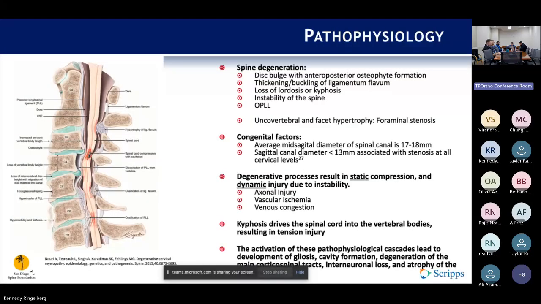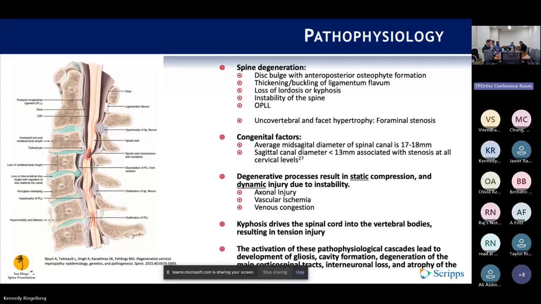So myelopathy is a result of a cascade of events that leads to spinal cord compression and potentially repeated dynamic injury as well. Degeneration can result in central stenosis in many ways, including disc bulges and osteophyte formation, ligament buckling or hypertrophy. OPLL can contribute, as I mentioned before, and then instability can lead to, again, repeated dynamic injury to the cord.